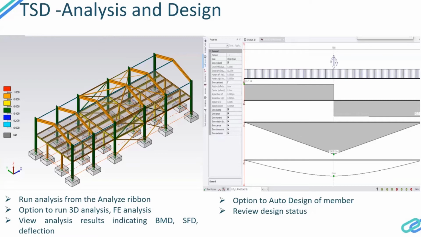So we can interact with our model using this 3D visualization. It's very helpful in looking at which members are passing or what the status of a design is at one shot. You don't have to go and search for which members are not working and which members are working. So this is your overall analysis and design.